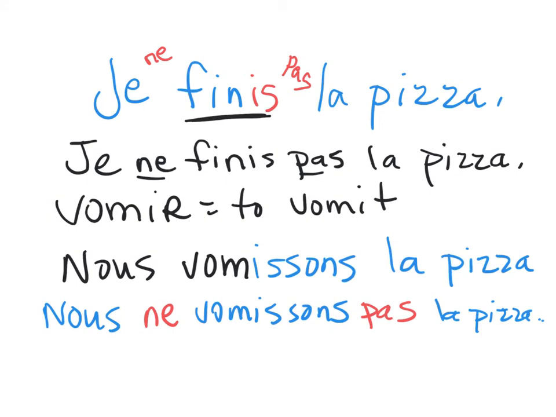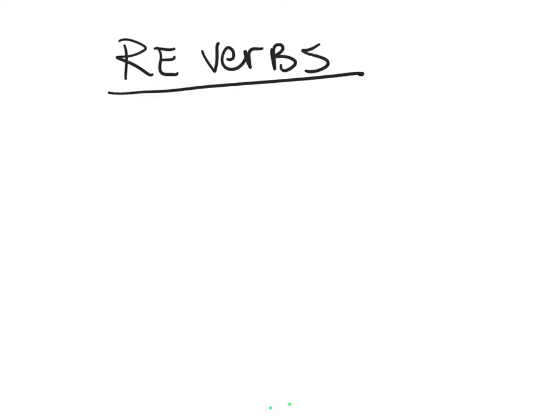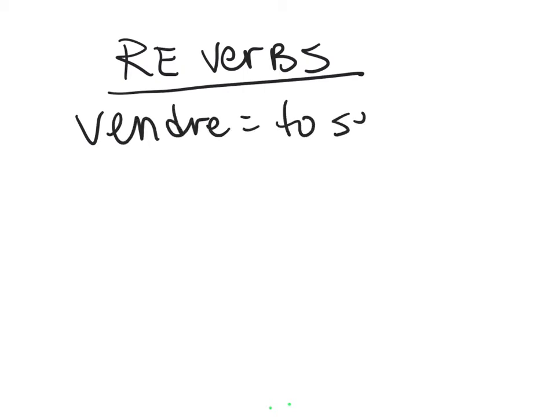And then you'll check your notes and copy down the IR verbs from the Quizlet. And then RE verbs are going to be the same pattern, but just different endings. And we'll write the chart at the end. So RE verbs like vendre. Vendre means to sell. First thing I'm going to do is drop off my ending, RE, and I'm left with the stem.